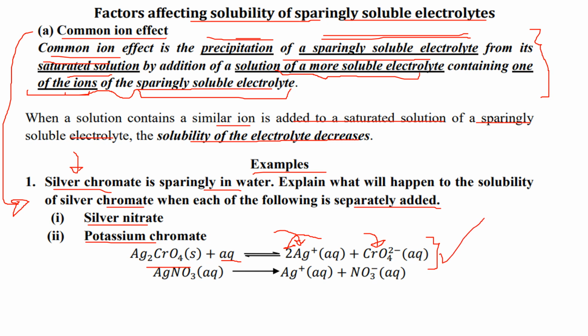Then you also consider, if you had to answer number 1, we are adding silver nitrate. Silver nitrate is a very soluble salt, so it's aqueous here. Being so soluble, it fully ionizes. So silver nitrate fully ionizes to form silver ions and nitrate ions. Everything is aqueous. So what happens?